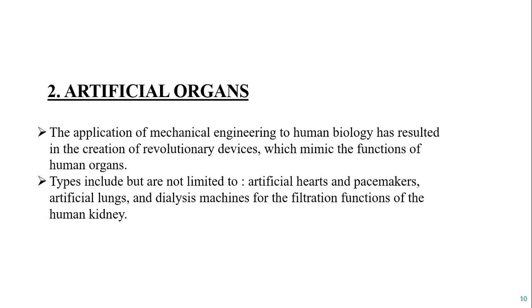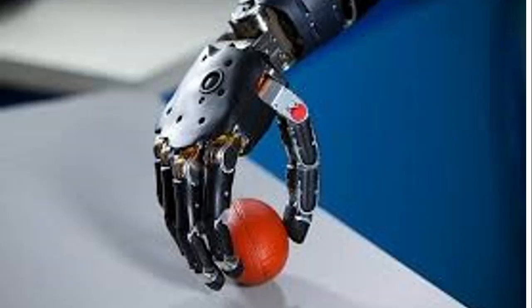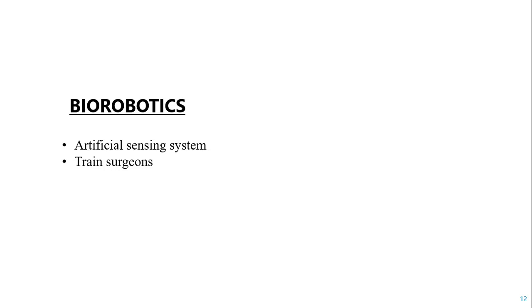Artificial organs. The application of mechanical engineering to human biology has resulted in the creation of revolutionary devices which mimic the functions of human organs. They include artificial hearts and pacemakers, artificial lungs, and dialysis machines for the filtration functions of the human kidney.